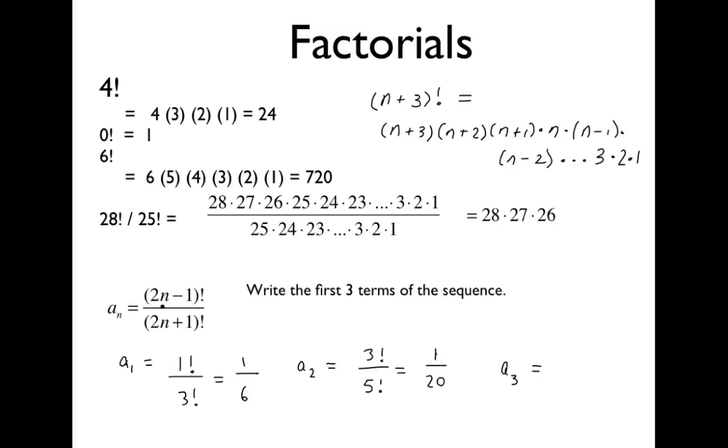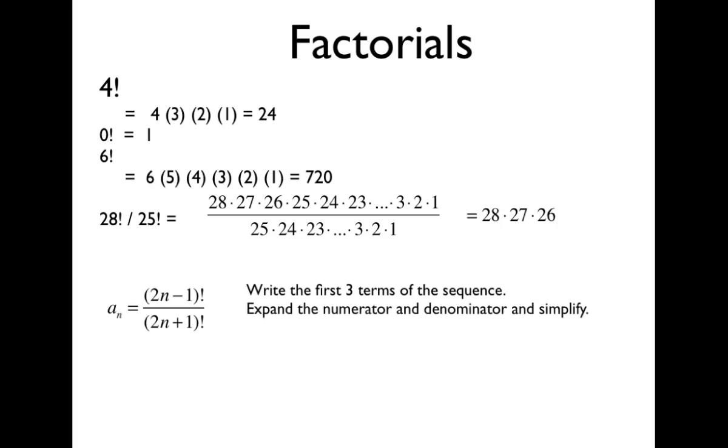So A3 is? How'd you get that? 5 factorial over 7 factorial, which is 1 over 7 times 6, right? So just looking at the terms, what do we suspect? Convergent or divergent? It seems like it would be convergence to 0, but let's prove it.